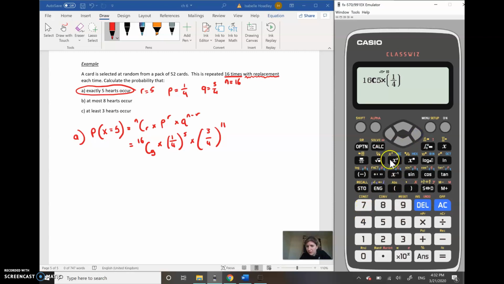Sorry, it's very slow doing this on the computer. You guys have already probably done it already. Oh, not squared. Sorry, no, it's to the power of 5 times by 3/4. That's why it's so slow, because you've got to be so specific about what buttons you're pressing, where, and how you're doing it. Anyway, to the power of 11. All right, so now if we chuck this in, that's going to give us that probability, which is 0.1801. Lovely, there it is.